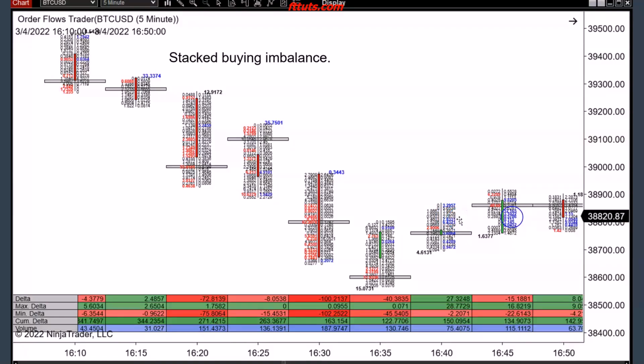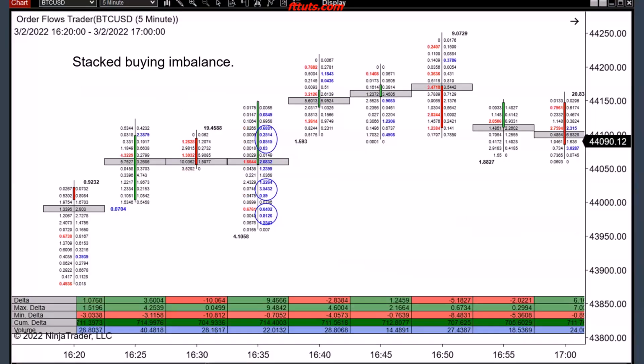And I would argue with them and say, no, you can't, right? Just because it's spread out, sometimes by one price level, it's still important, right? And you want to pay attention to that. Again, now some bars may have more than one stacked imbalance, right? This bar's got 3 stacked buying imbalances in it.